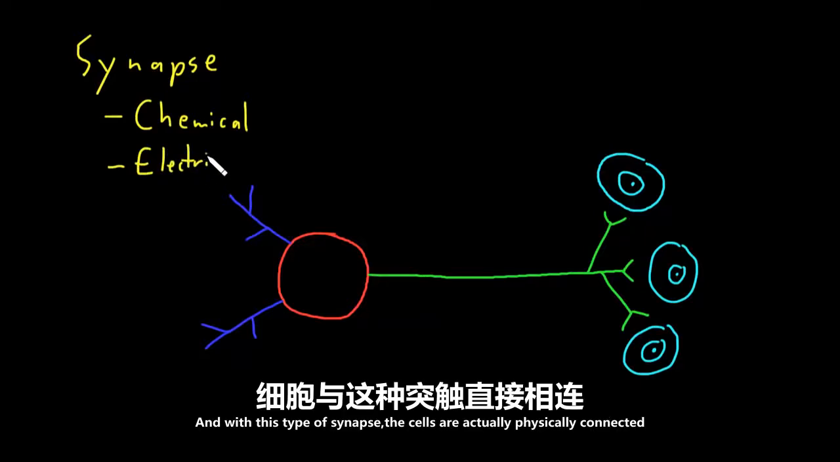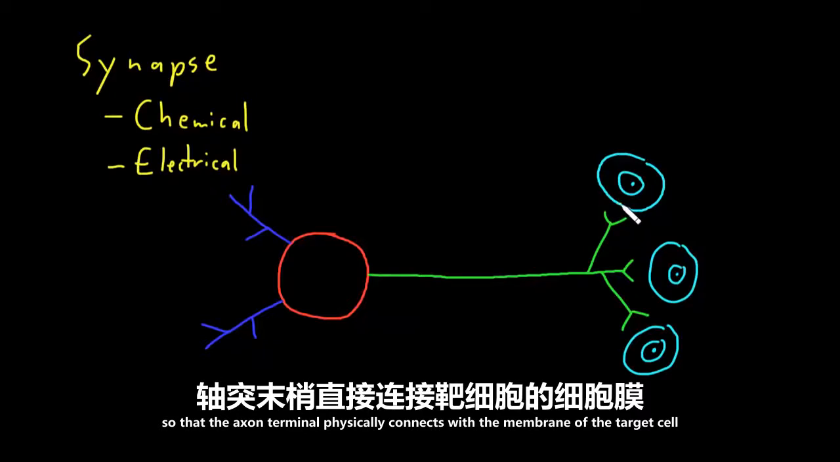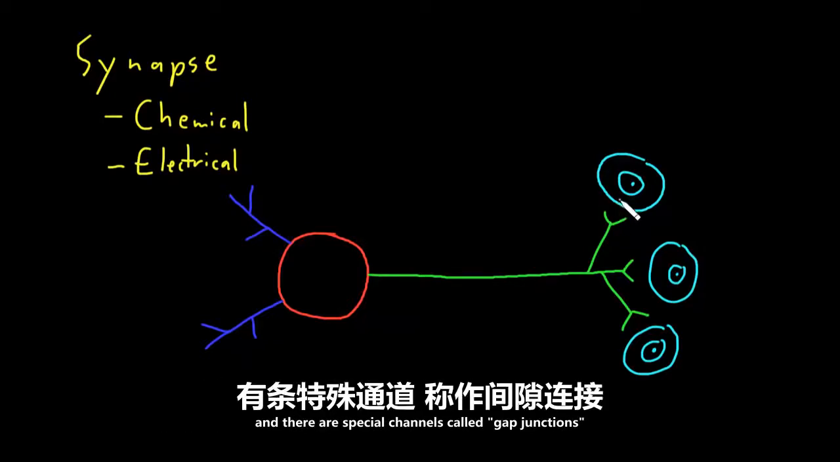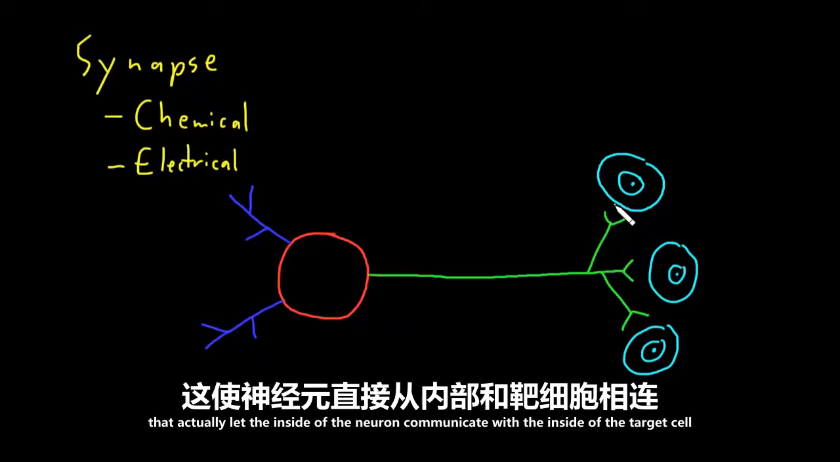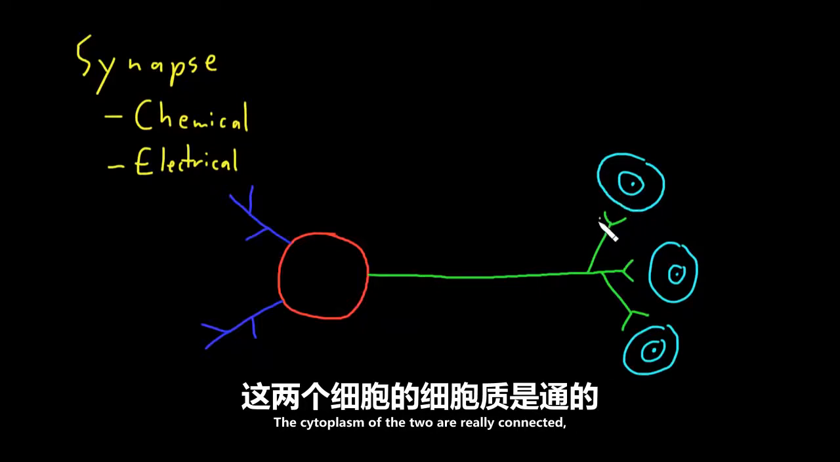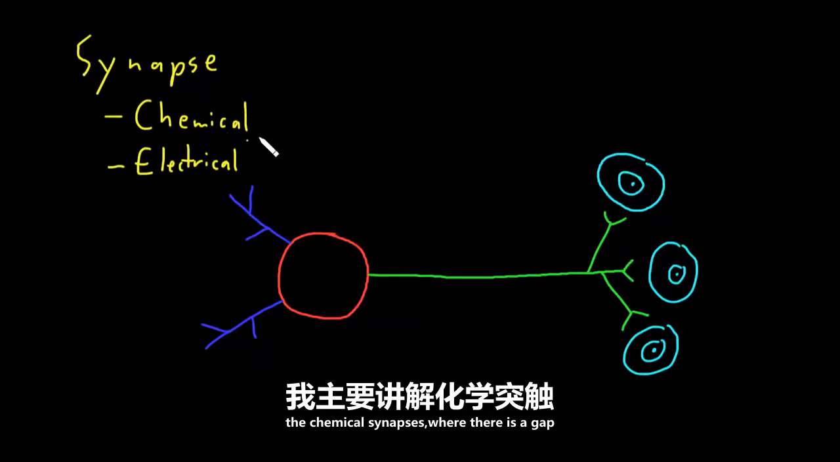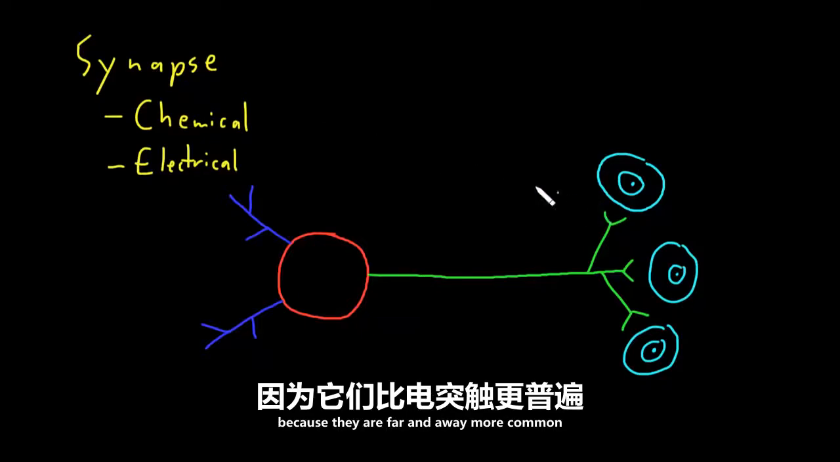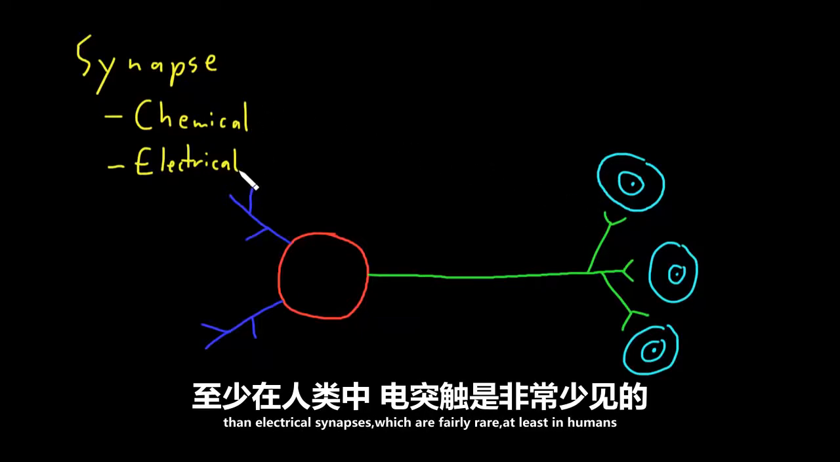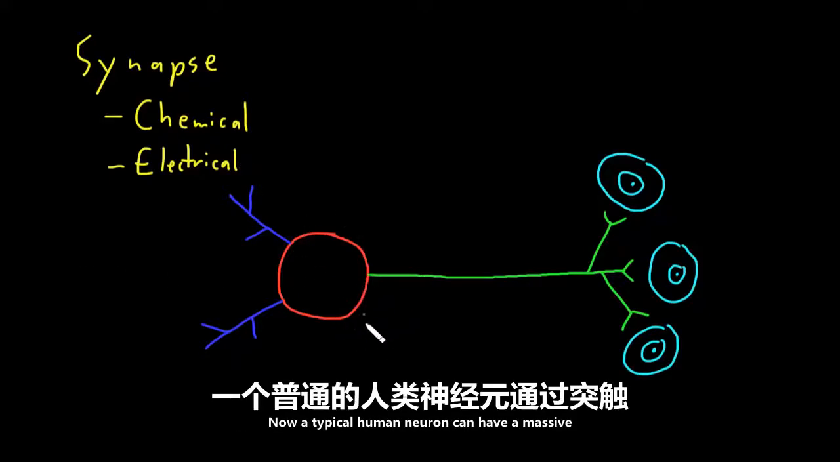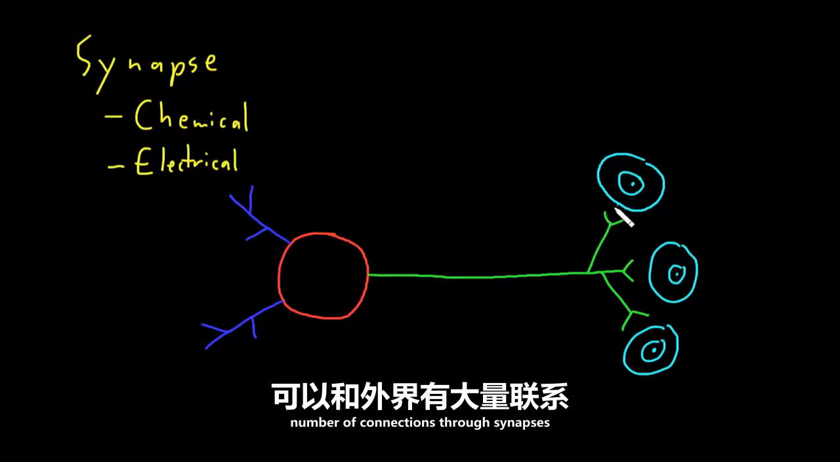And with this type of synapse, the cells are actually physically connected so that the axon terminal physically connects with the membrane of the target cell. And there are special channels called gap junctions that actually let the inside of the neuron communicate with the inside of the target cell. The cytoplasm of the two are really connected, and ions can flow directly from the neuron into the target cell. In this set of videos, I'm just going to talk about the chemical synapses where there is a gap, because they're far and away more common than electrical synapses, which are fairly rare, at least in humans.